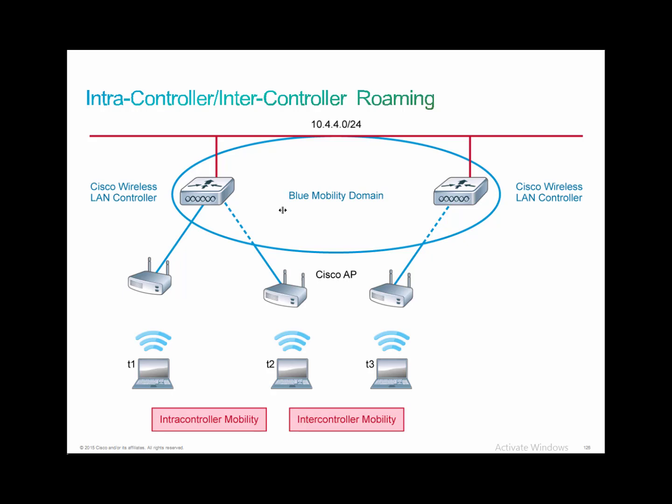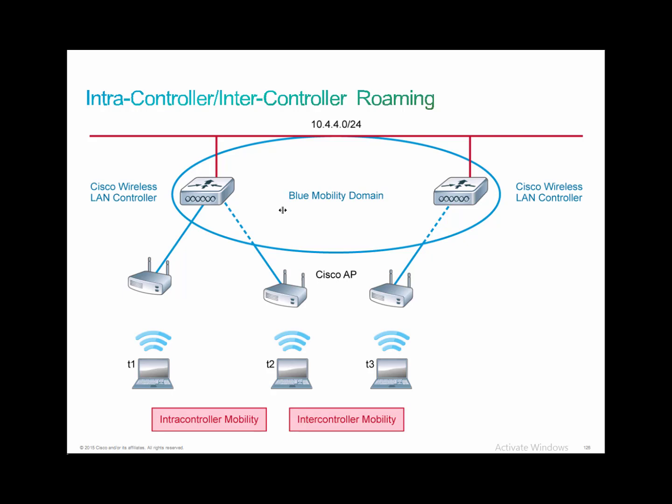The controller uses that information to essentially forward all the frames to the client and to manage all the traffic that's going to that particular client. Now, a controller can know controllers belong to different mobility groups.